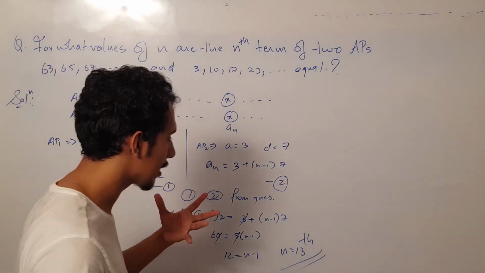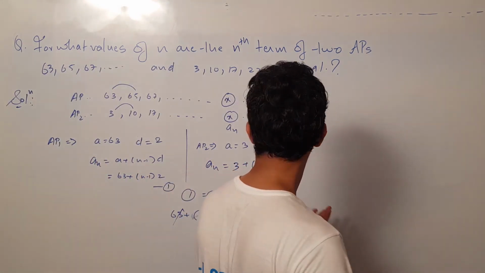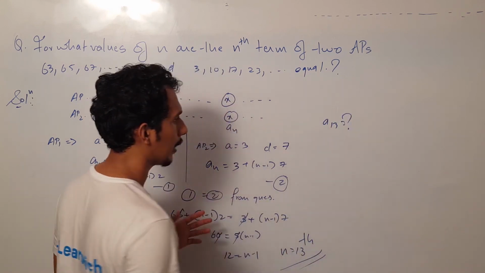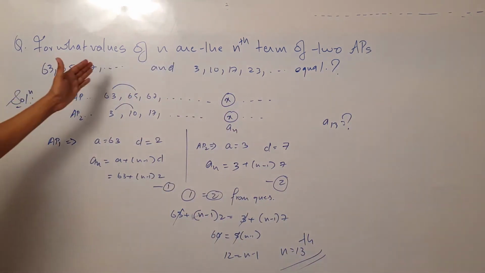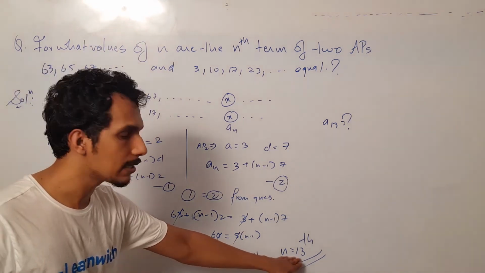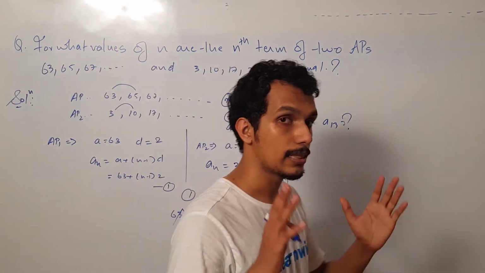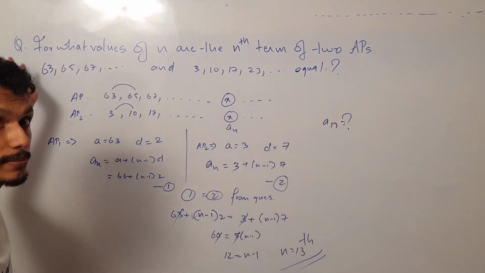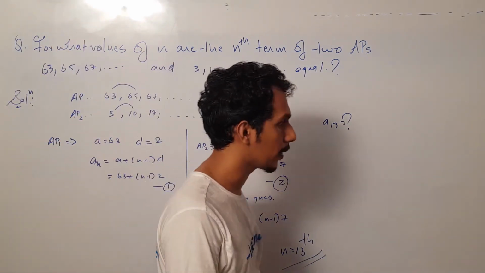You are not asked what the 13th term is. If you want to find out what the 13th term is, then just find out what A13 is. But that is not the question. The question is: for what value of n? For n equal to 13, the 13th terms of both the APs are the same. So simple. Please note it down.